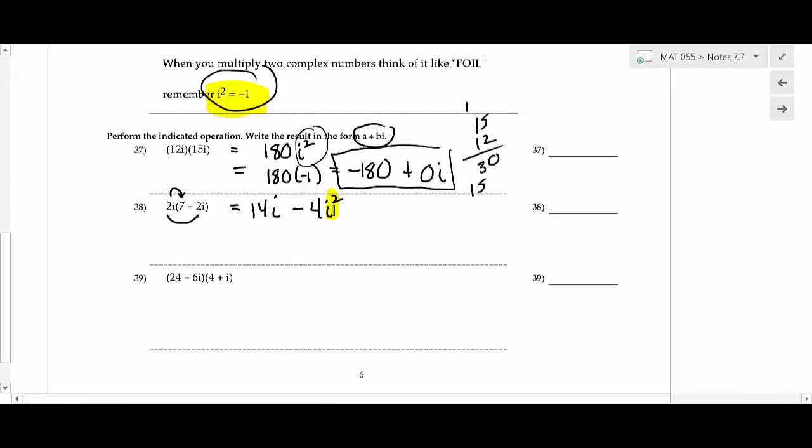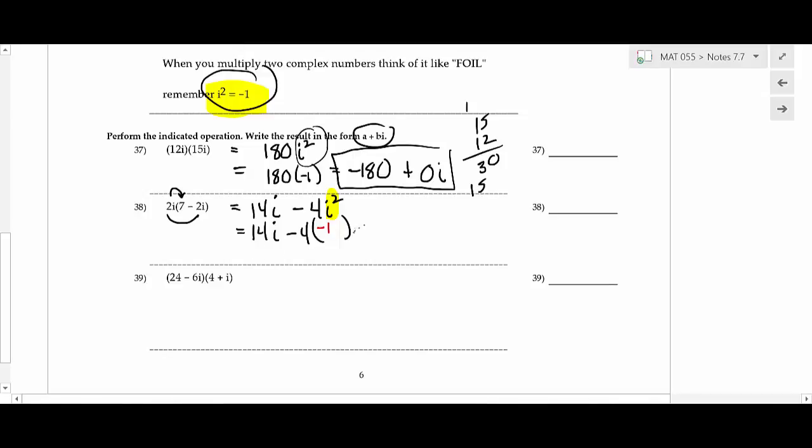I squared is negative 1. Okay, there are no like terms, right? You have an i and an i squared, so those are different terms. So the only thing you can do is bring down the 14i and then change that i squared to negative 1. Whenever i squared pops up, you want to change that.